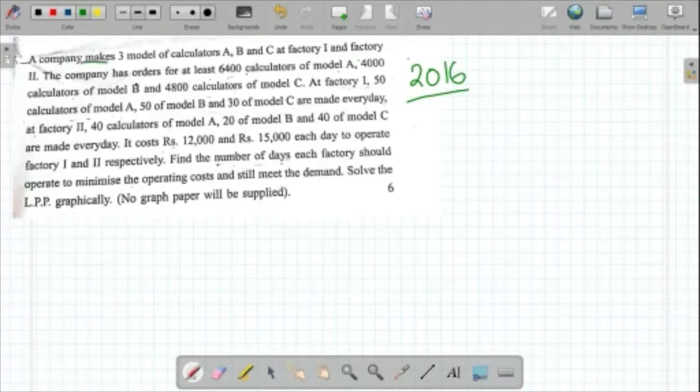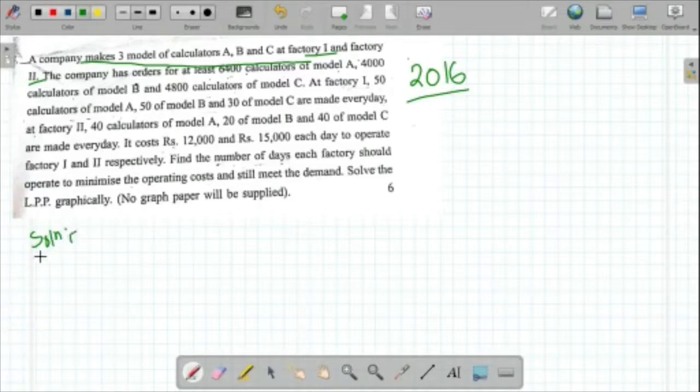A company makes 3 models of calculator, A, B, C. The calculator company has 3 types, A, B, C, and two factories, factory 1 and factory 2, right? So let's start the writing here.